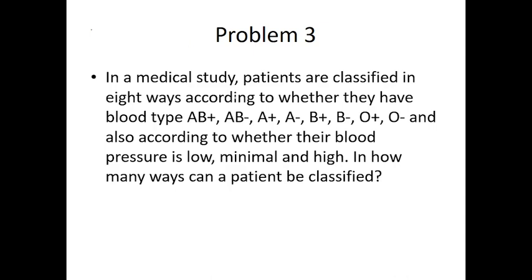Okay, so in a medical study, patients are classified in 8 ways according to their blood type. Operation 1 is the blood type of a person, and there are 8 possibilities for the blood type of a person. So operation 1 can be performed in 8 ways.